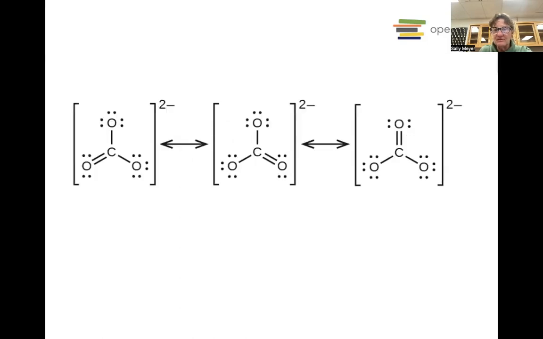Same thing with this one, except now when you look at it, there are 3 different places for that double bond to be. So each of those bonds is probably about 1 1/3. So each of them is a single bond. And then that second bond of the double bond is being shared in 3 places.